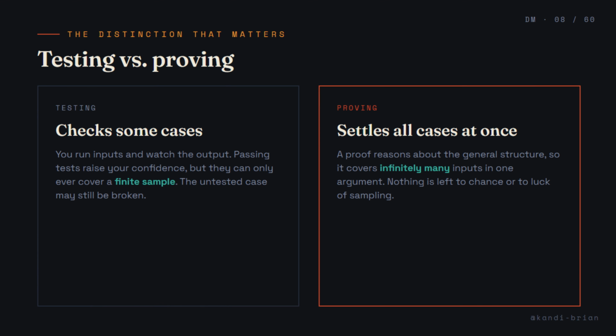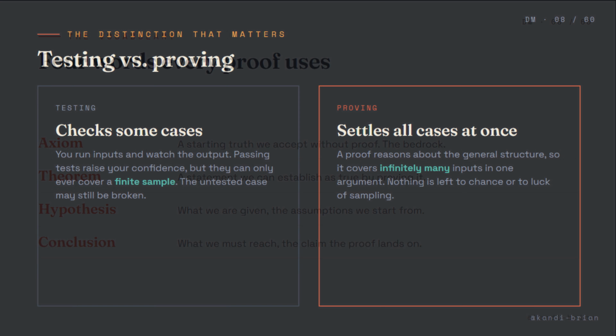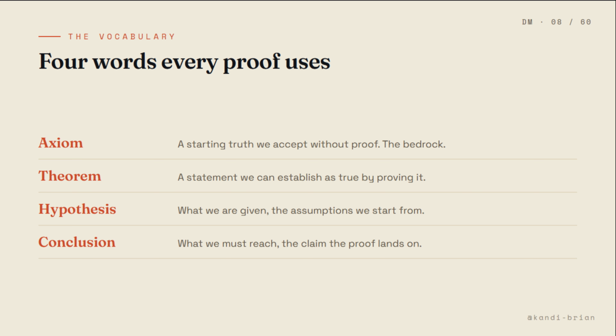Now, testing checks some cases. You feed inputs in, you watch the outputs, and when the tests pass, your confidence goes up. That's genuinely valuable, but notice the ceiling. Tests can only ever cover a finite sample of inputs. The one case you didn't test might still be broken. Proving is different in kind, not just degree. A proof reasons about the general structure of the problem. So a single argument covers infinitely many outputs at once, nothing being left to the luck of which cases you happen to sample.